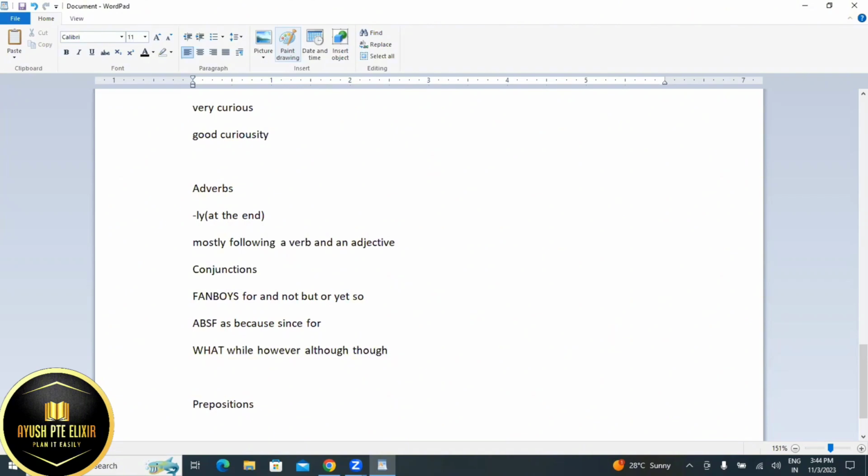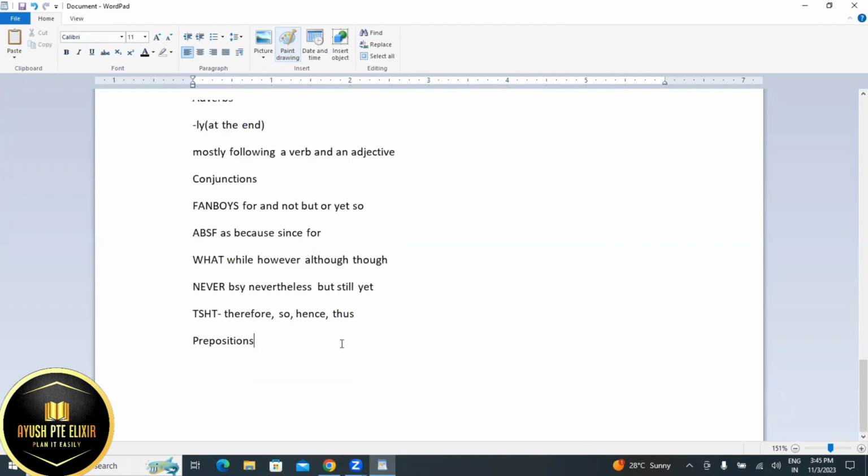And again, we can check it out by using some of the technique for never busy that I use. It's like you can say nevertheless, but, still, yet. So these are some of the conjunctions that can be used in between. And one more is there, like t-shirt. It's therefore, since, or so you can say, hence, and thus. So these are kind of like the different conjunctions that we'll be using in between a sentence or in between a word.